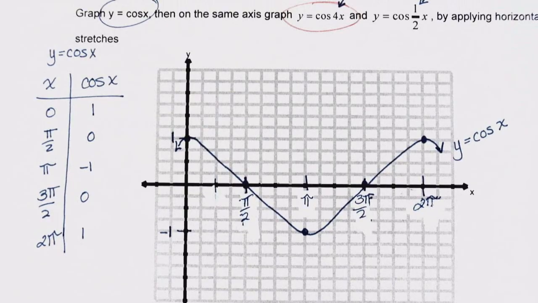Okay, so the 4 is in front of the x's. So you said that we are going to times our x's by a factor of 1/4. What are we touching this time? We're touching the angles.